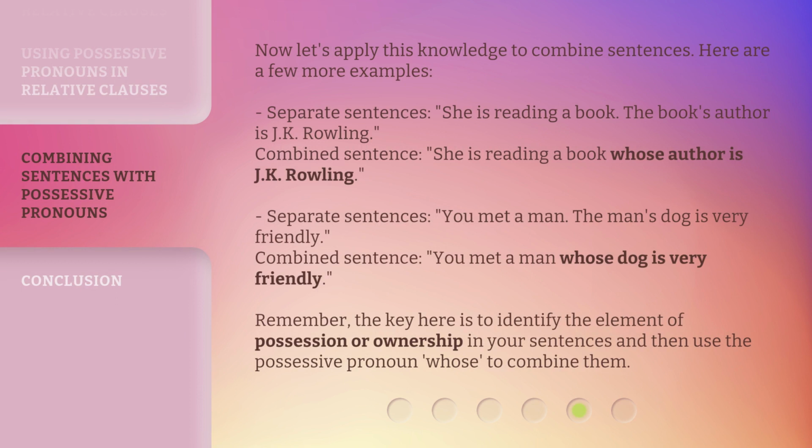Now let's apply this knowledge to combined sentences. Here are a few more examples. Separate sentences. She is reading a book. The book's author is J.K. Rowling. Combined sentence. She is reading a book whose author is J.K. Rowling. Separate sentences. You met a man. The man's dog is very friendly. Combined sentence. You met a man whose dog is very friendly.